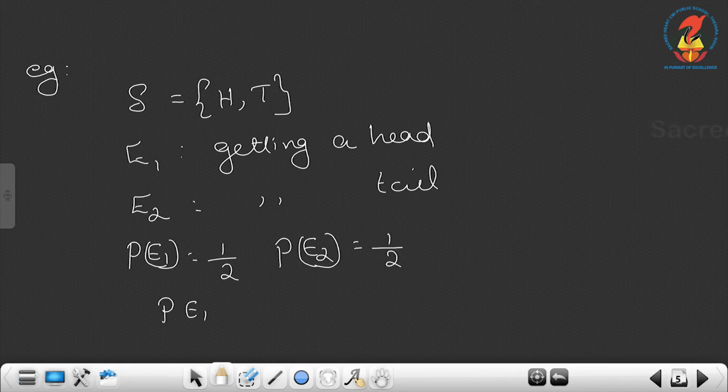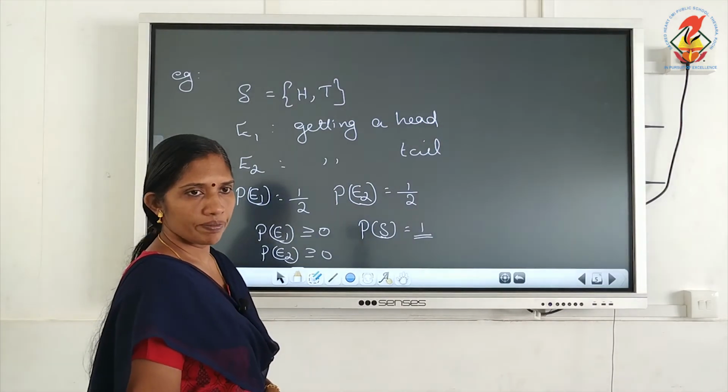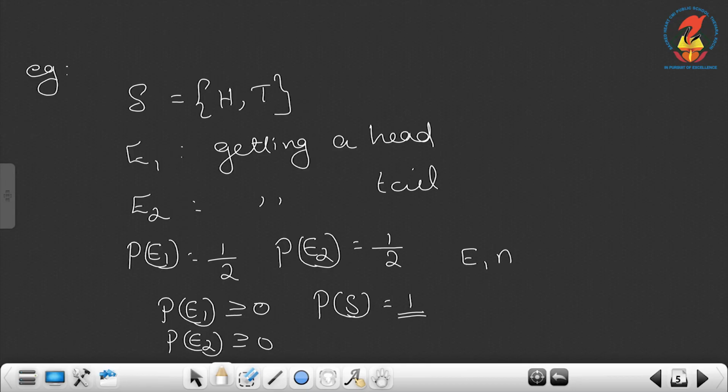So is the probability of the event greater than or equal to 0? Yes, P of E2 is also greater than or equal to 0. Then what is the sample space? H, T. What is P of S? P of S means total, 2 out of 2, that is it must be equal to 1. Okay. Now E1 and E2, are they mutually exclusive events? Yes. E1 intersection E2 is equal to the null set. What is E1 union E2?